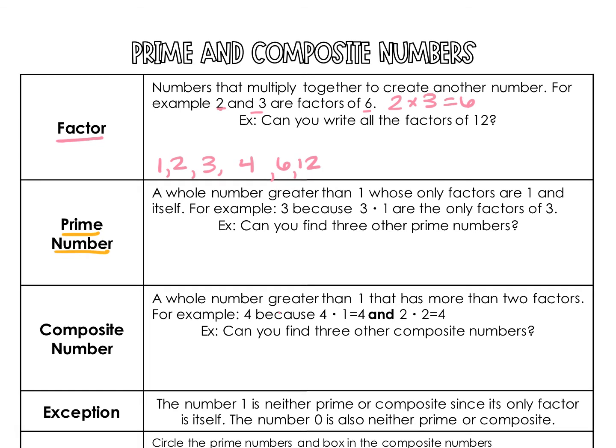So the number 11 is an example of a prime number because the only thing you can multiply to get 11 is 1 and 11. Another example might be 23. You can only multiply 1 and 23 together to get the number 23 through multiplying.